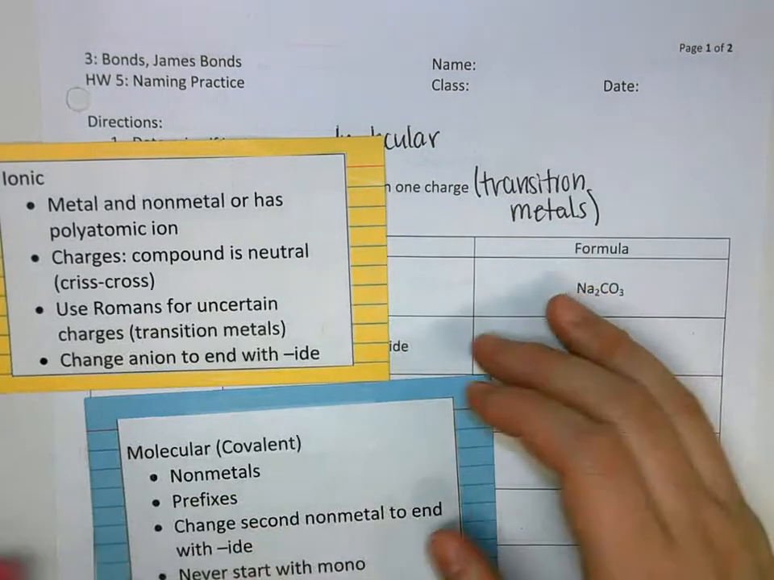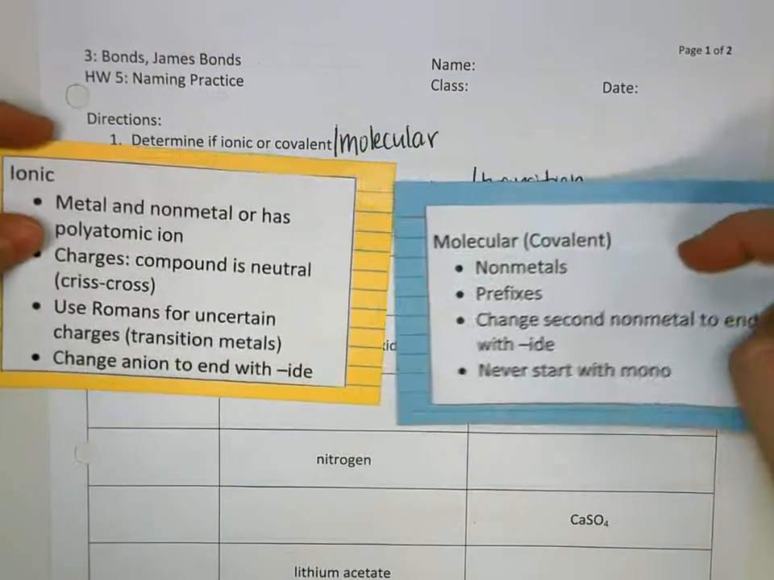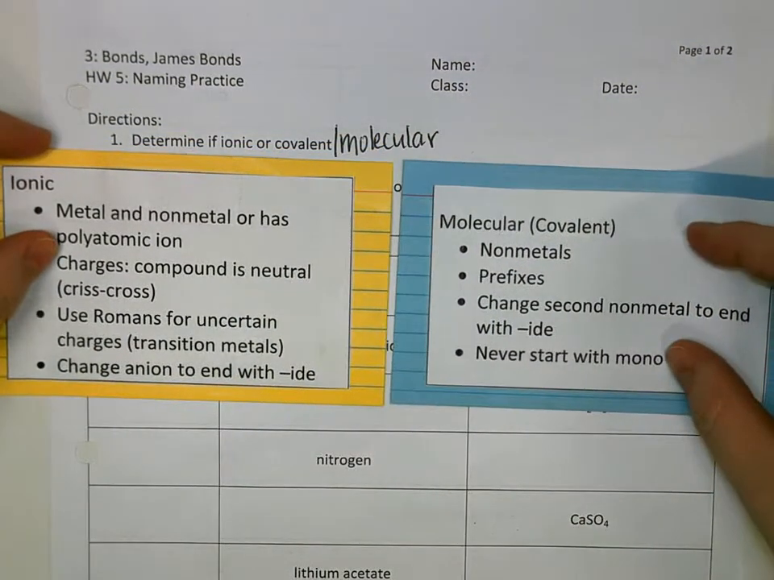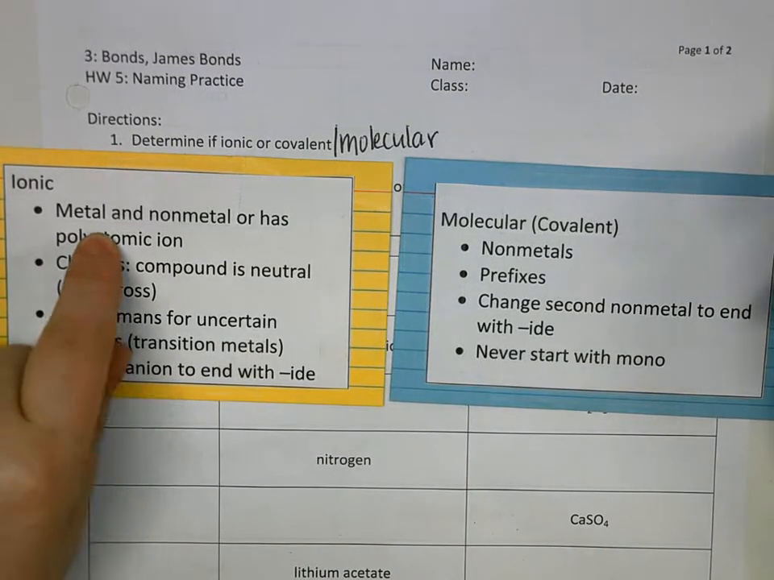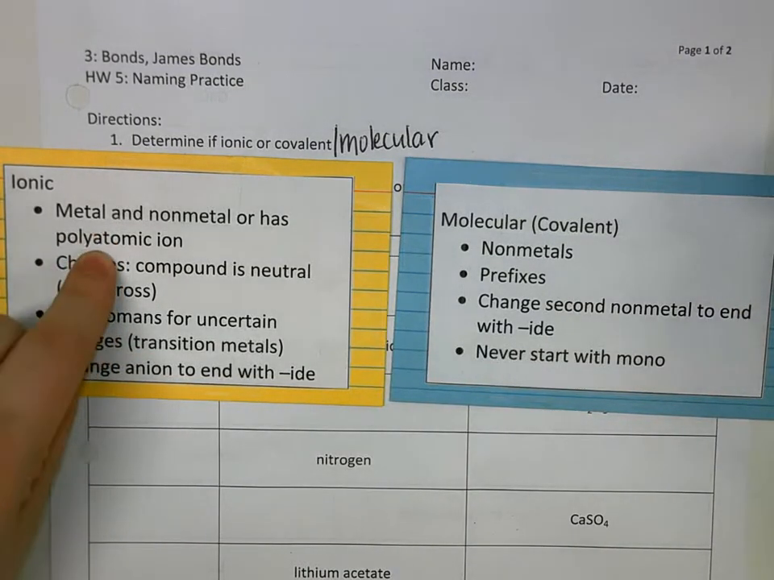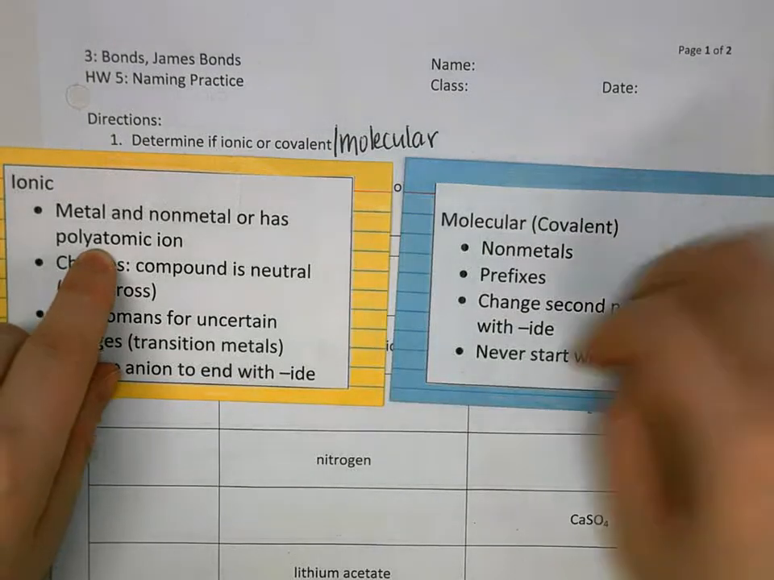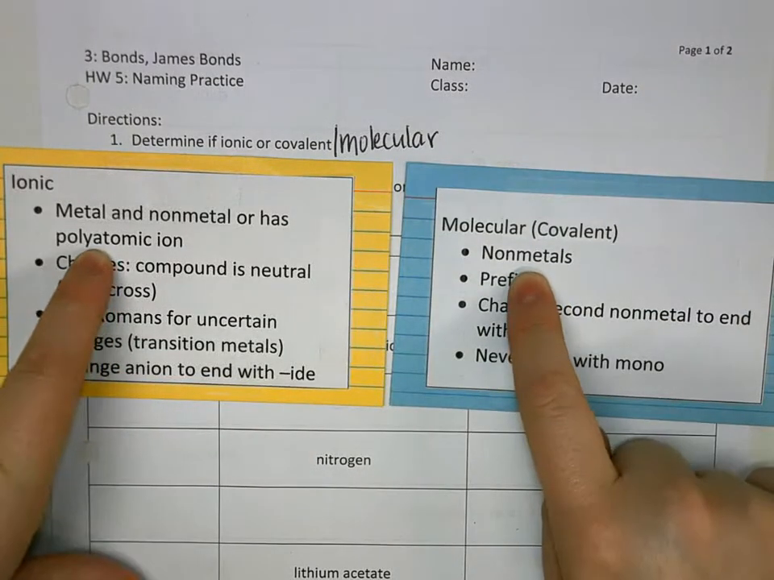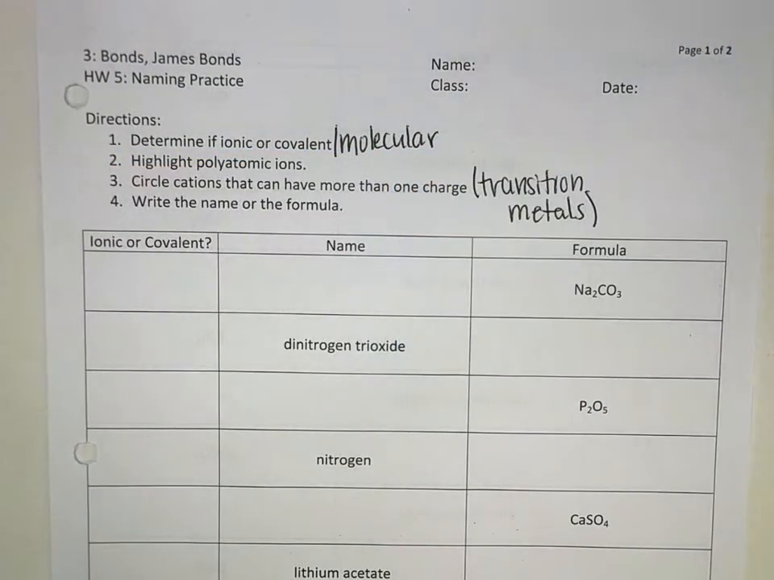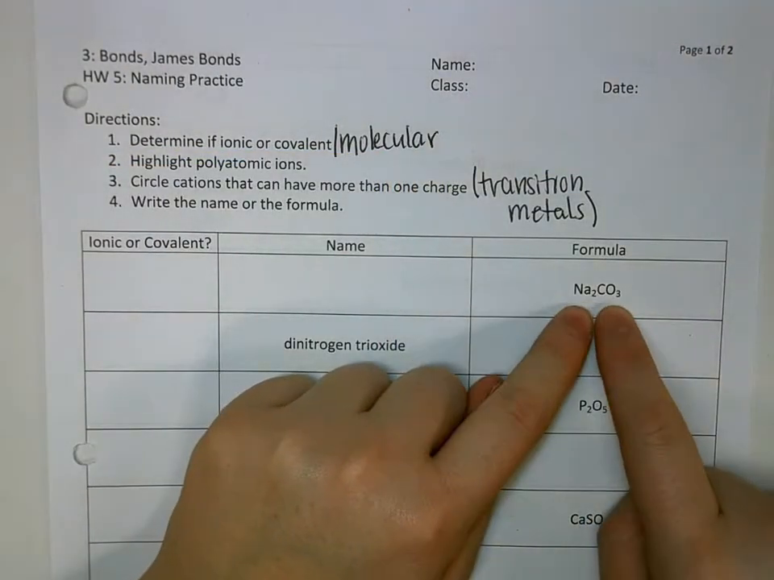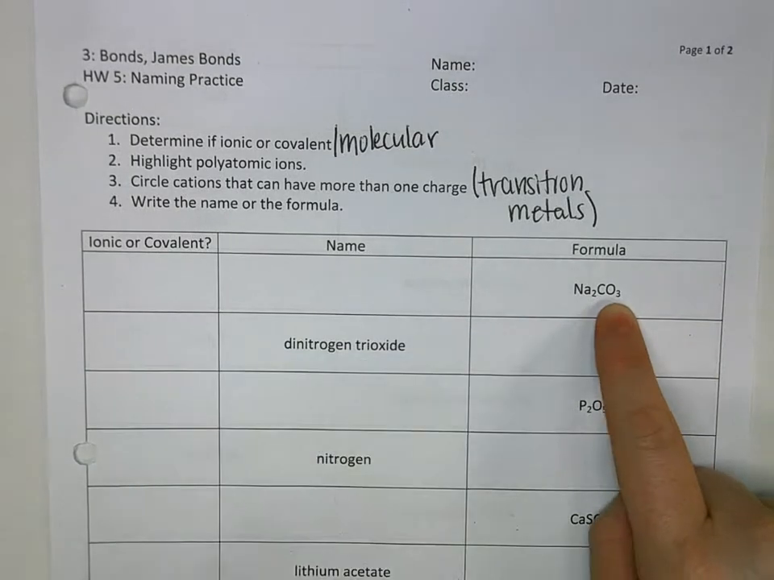So first, let's do step 1, which is determine if it is ionic or molecular. So for ionic, I'm looking for a metal and a nonmetal, or it has a polyatomic ion. And for covalent, I'm generally looking for 2 nonmetals. So let's start. This one, I've got Na and I've got CO3.